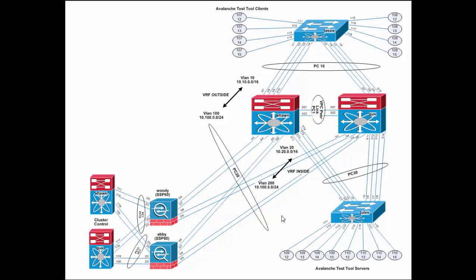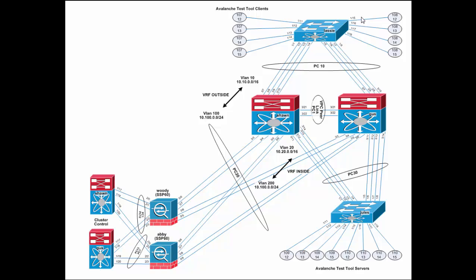Here we have the ASA clustering test bed. I have a pair of ASA SSP60s that have a spanned Ethernet port channel into a pair of Nexus 7K with a VPC port channel. The client test tools all connect into a Nexus 5K, so we have 8 10 gig ports going into the 5K, which are VPC'd into the 7K. Also, the test tool servers, there's also 8 10 gig ports going into a 5K that goes into the 7K.